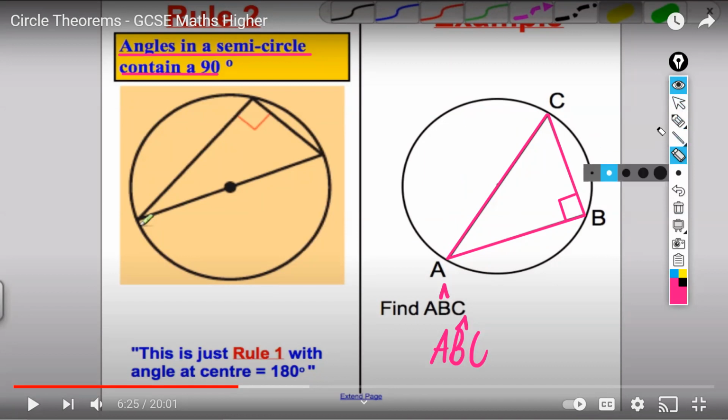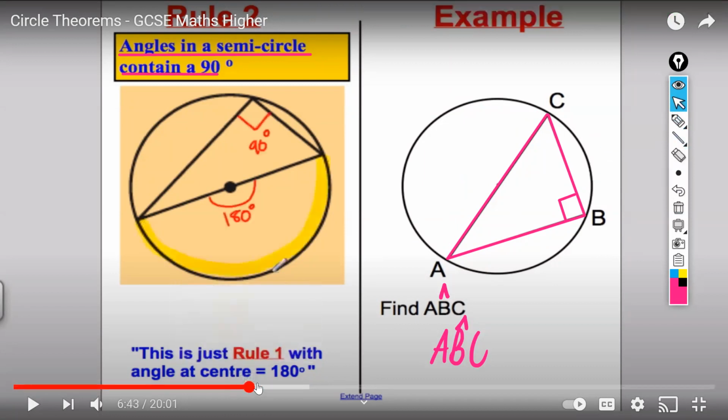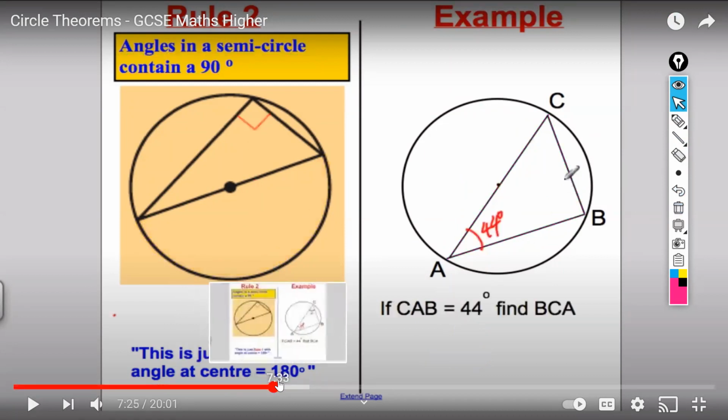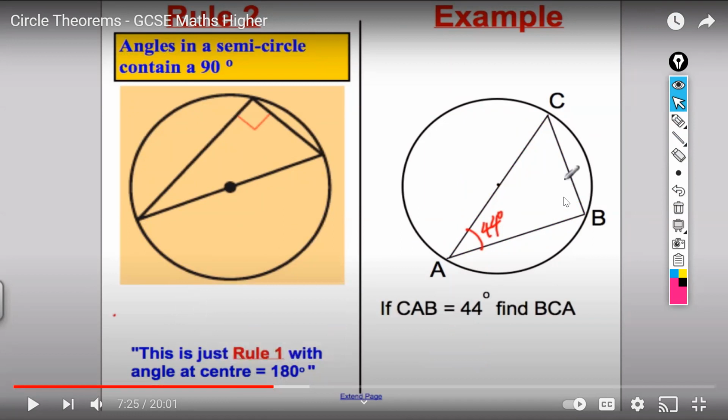Let me see if they have any more examples. I think it's really easy though. This one is an easy one. 90 degrees. Do they have any more examples? Okay, I like this one, guys.